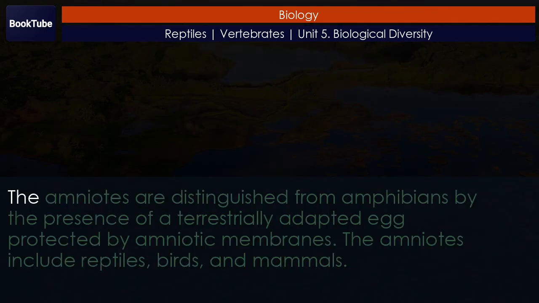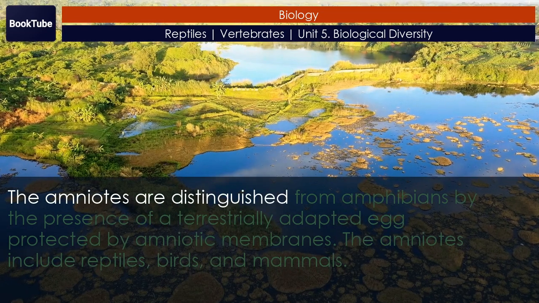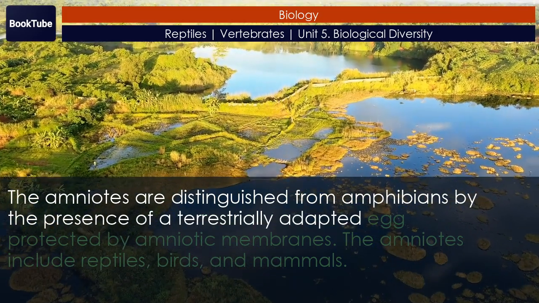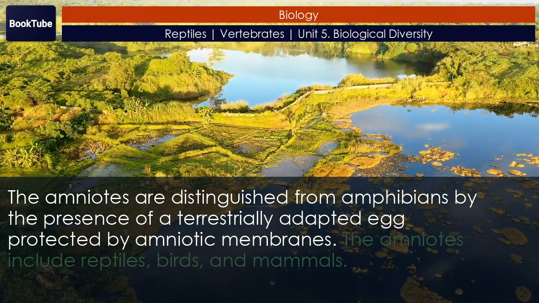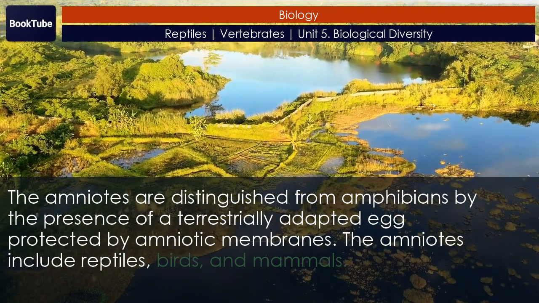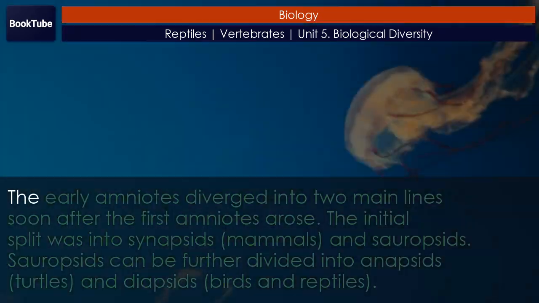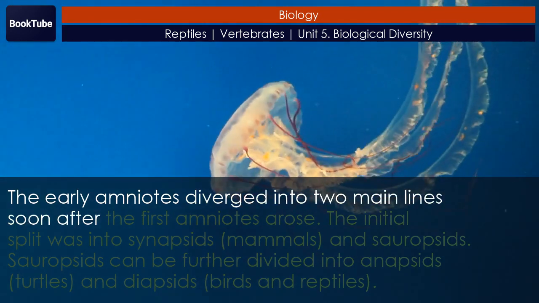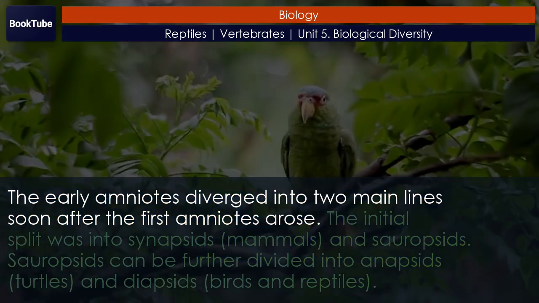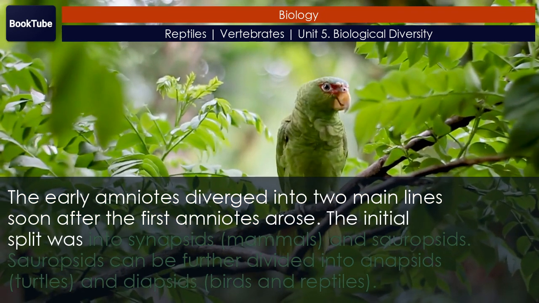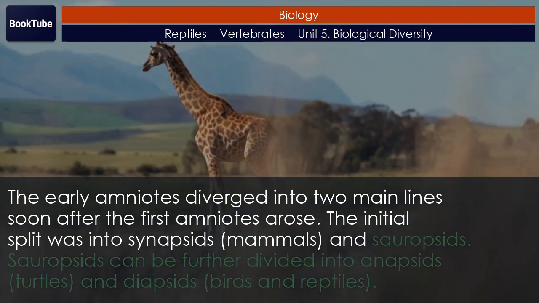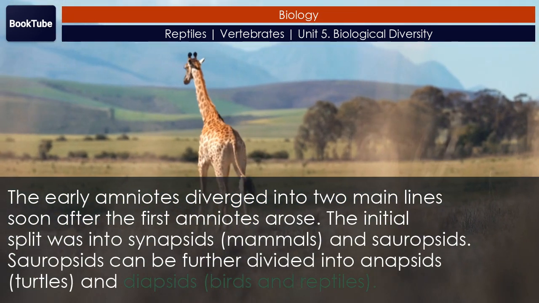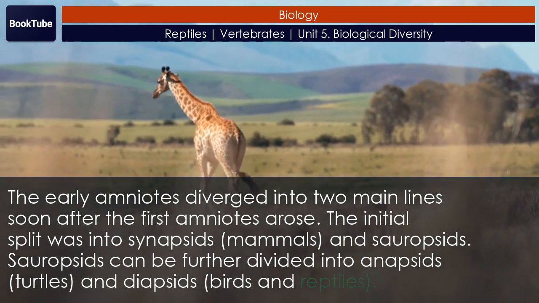Section summary. The amniotes are distinguished from amphibians by the presence of a terrestrially adapted egg, protected by amniotic membranes. The amniotes include reptiles, birds, and mammals. The early amniotes diverged into two main lines soon after the first amniotes arose. The initial split was into synapsids, mammals, and sauropsids. Sauropsids can be further divided into anapsids, turtles, and diapsids, birds and reptiles.